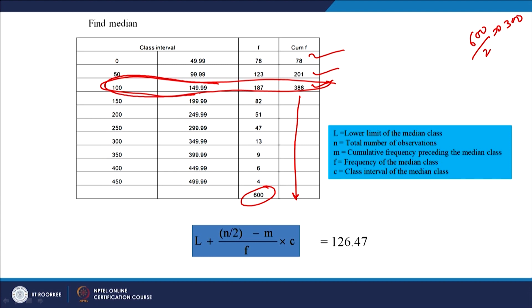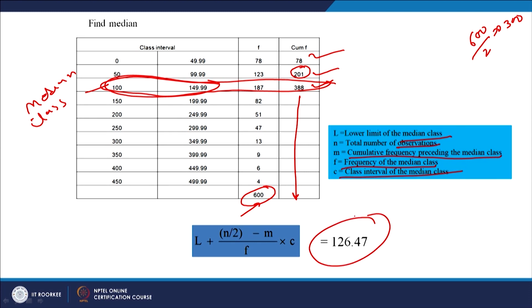This is called the median class, right. What is the lower limit of the median class? 100. Total number of observations, of course, 600. The cumulative frequency of the class preceding the median class is 201. So, M is 201. The frequency of the median class is 187 and the class interval is 50, right. So, this is how you can calculate the answer to this particular question, which would be 126.47, right.